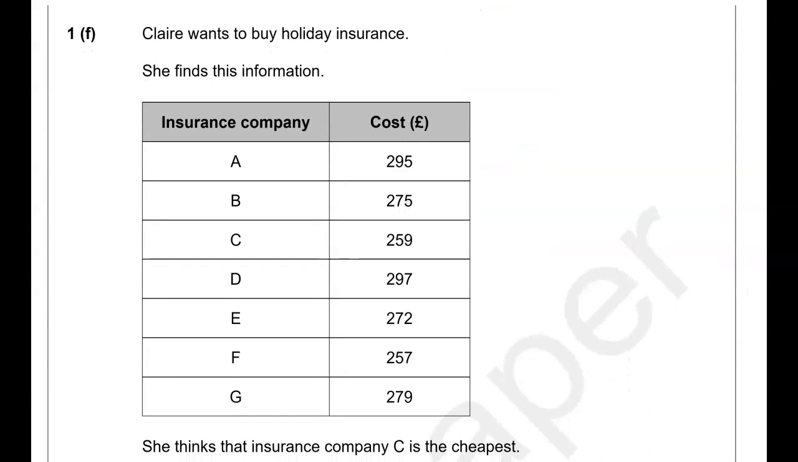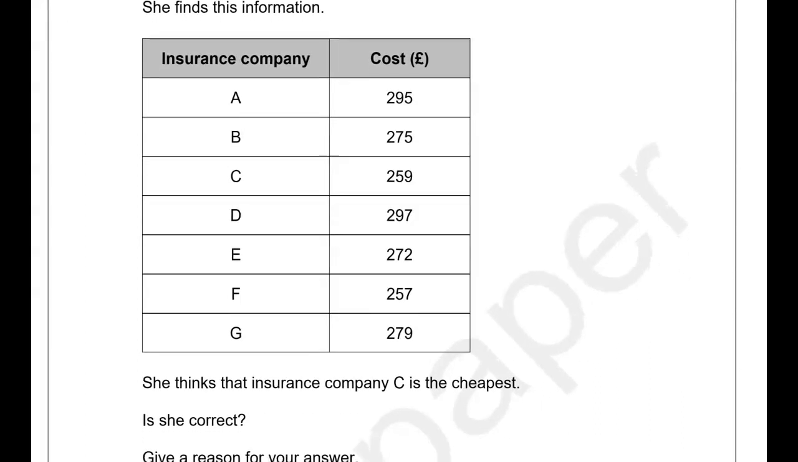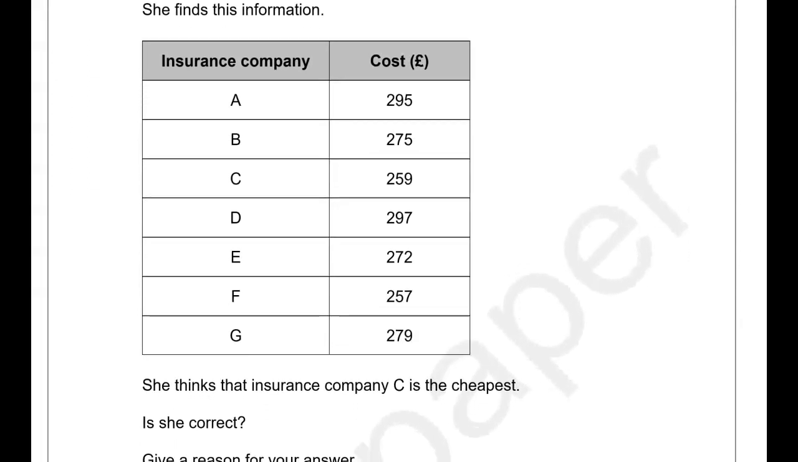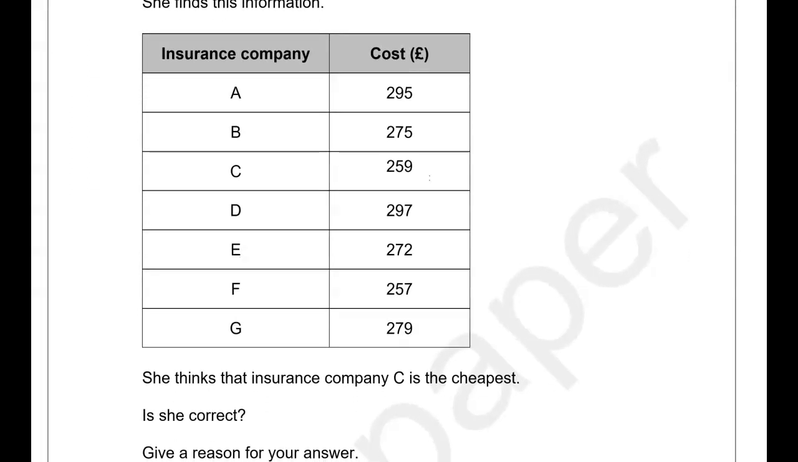Claire wants to buy holiday insurance. She finds this information. She thinks that insurance company C is the cheapest. Is she correct? Give a reason for your answer. So let's compare them. Looking at C, that is 259. We've got A with 295, B 275, D 297, E 272, F 257, G 279.